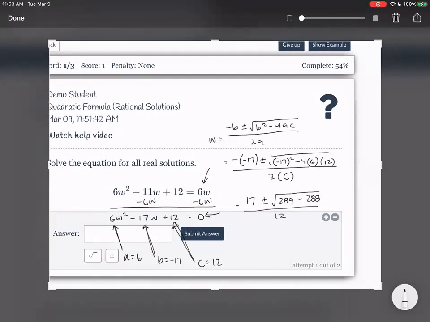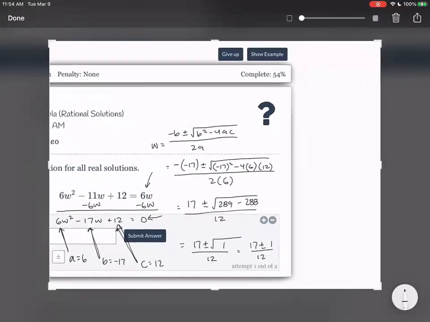Okay, so now we have 17 plus or minus the square root of that. So let's simplify. 289 minus 288 is just 1. So 17 plus or minus square root of 1 over 12. What is the square root of 1? 1. Because 1 squared is 1. So 17 plus or minus 1 over 12. Now we can figure out what our two solutions are. So there's two spots. I gave myself more space this time. Your first answer will be 17 plus 1 over 12. Your second answer will be 17 minus 1 over 12.